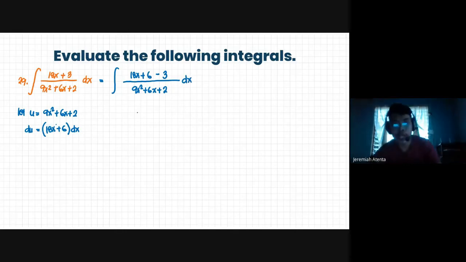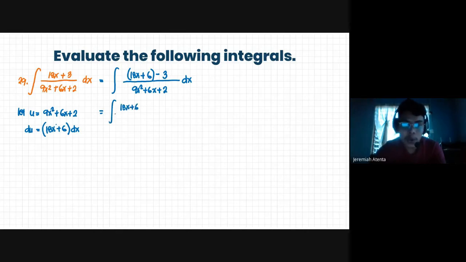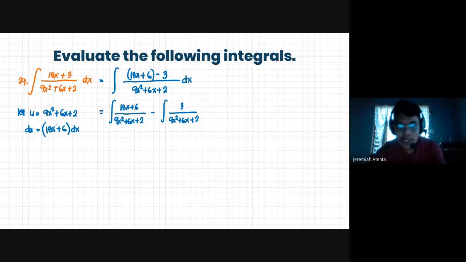I hope naka-follow pa rin tayo. Then after that, you can separate now. Okay, yan. Para may palatandaan tayo. This is the integral of 18x plus 6 over 9x squared plus 6x plus 2 minus the integral of 3 over 9x squared plus 6x plus 2 dx. Na wala pala yung mga dx natin.